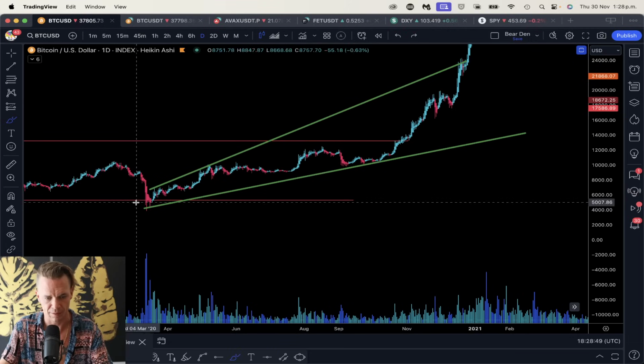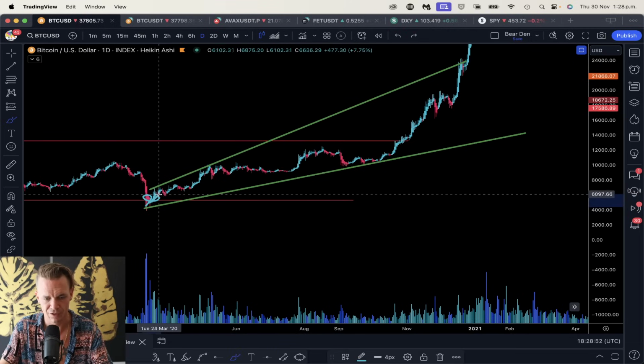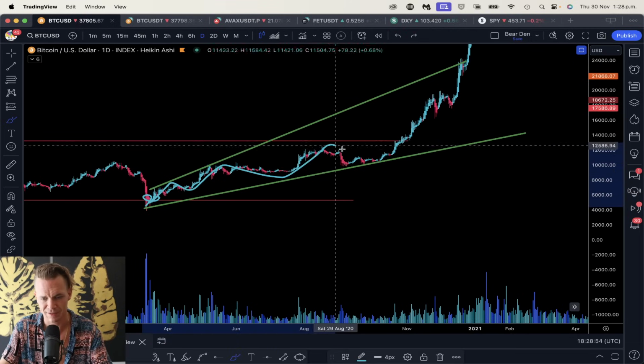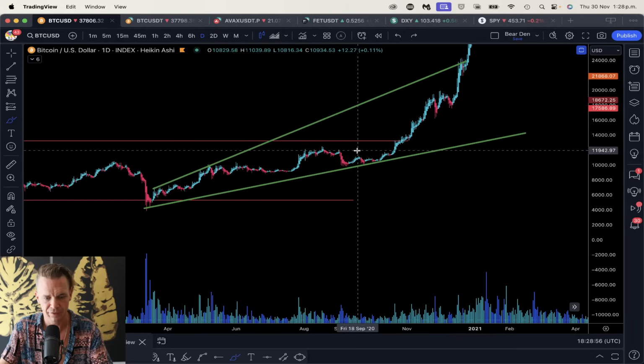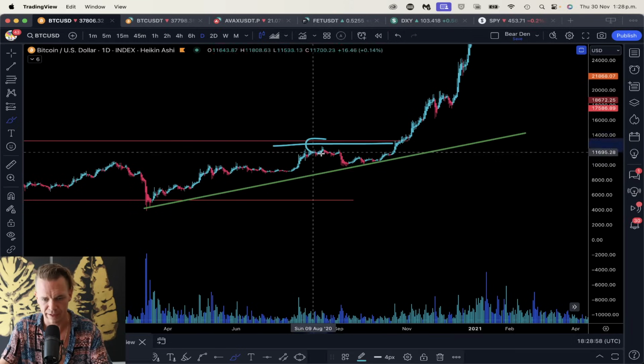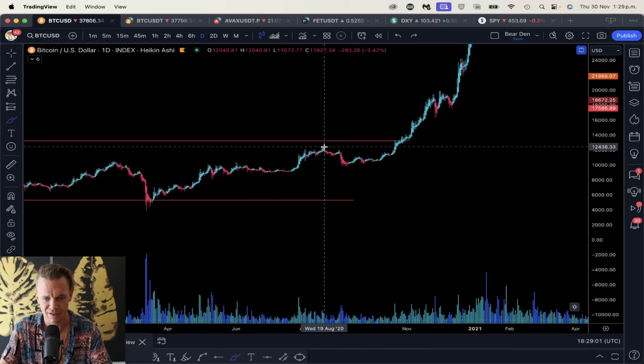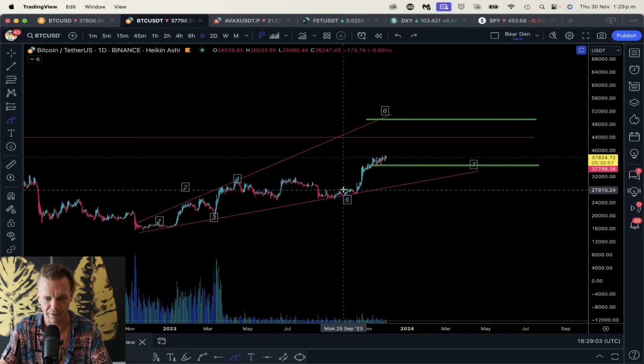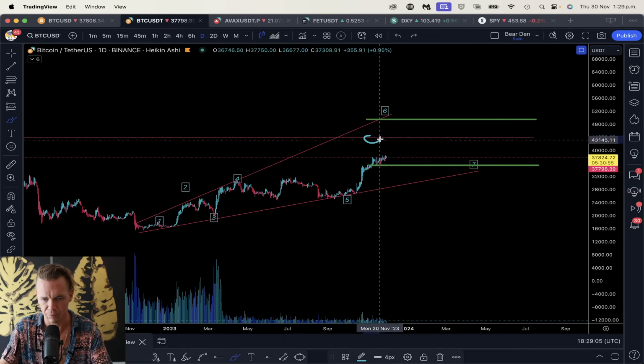Oh, sorry, I drew that backwards. 1 starts here, by the way. 1, 2, 3, 4, 5, 6, 7. Boom. And notice as well that this point here, point 6, actually stayed below the range. So where would that be for Bitcoin? That would be around $44,000.